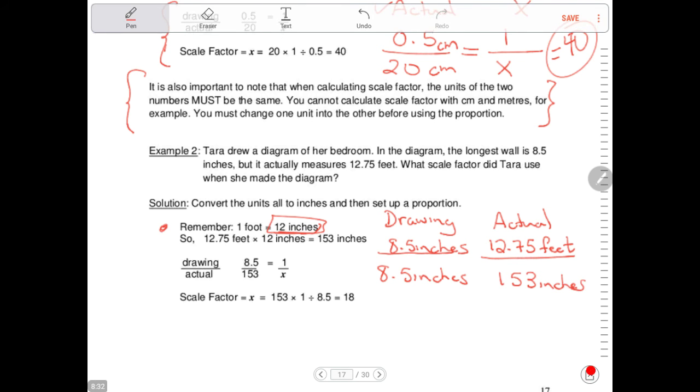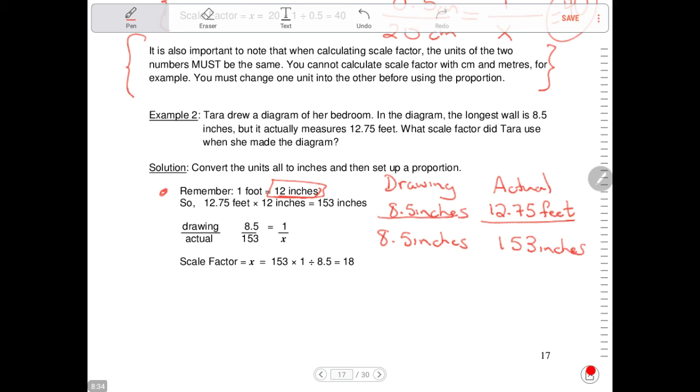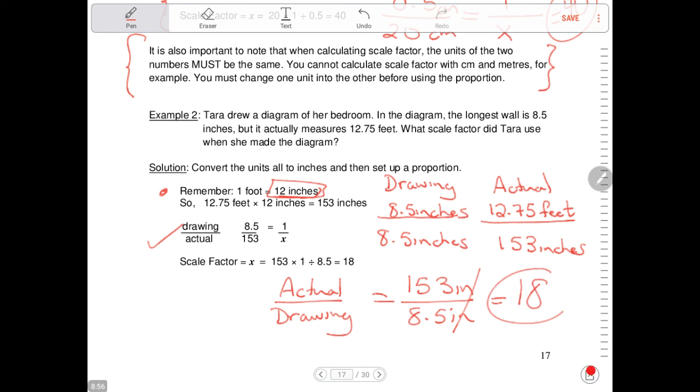And I really hope you like my method better for finding a scale factor. My method is I go actual, and I divide it by the drawing, which again, I clearly recognize is different than that. I simply go 153 inches divided by 8.5 inches. And what you get is a clear answer of 18.